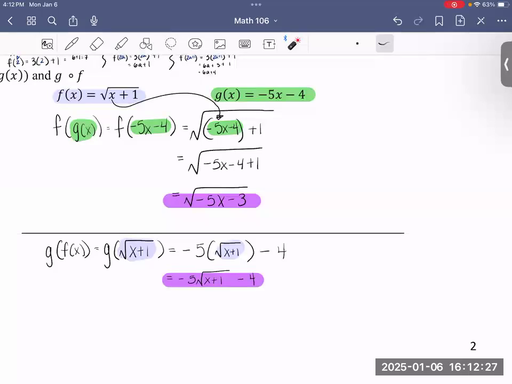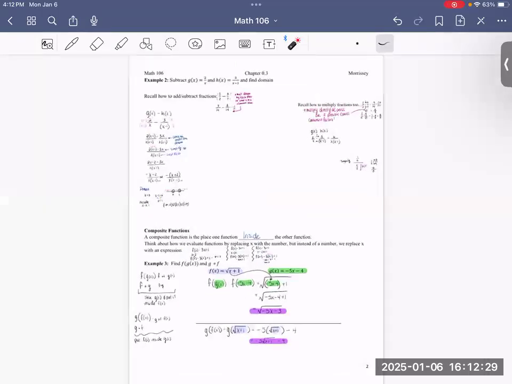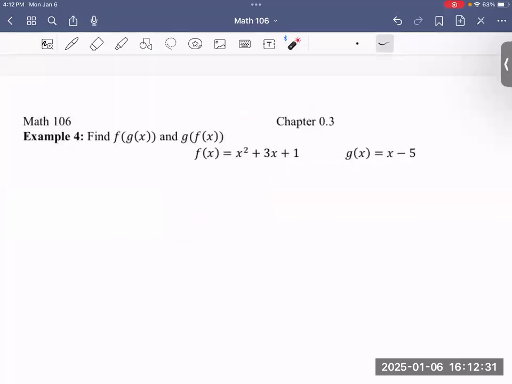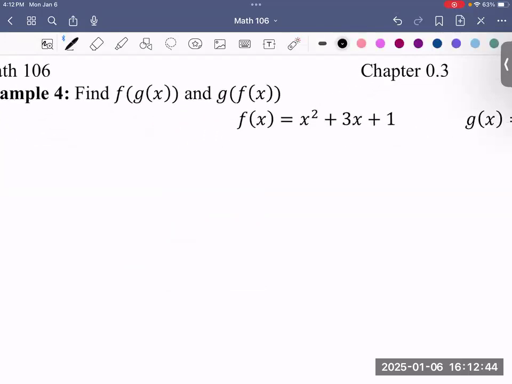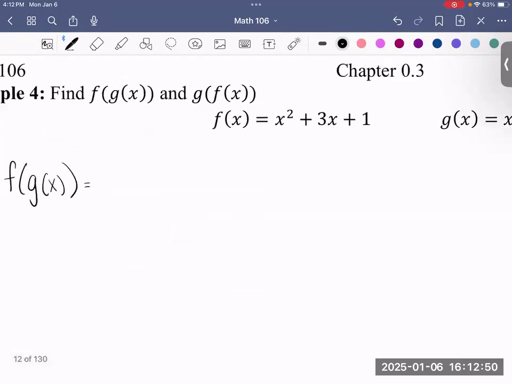Let's have you do it once more with the next page. It says find f of g of x and g of f of x. So pause the video and see what you can come up with. So we have f of g of x, which is equal to, okay, well, f of x is on the outside, and g of x we said is x minus 5.